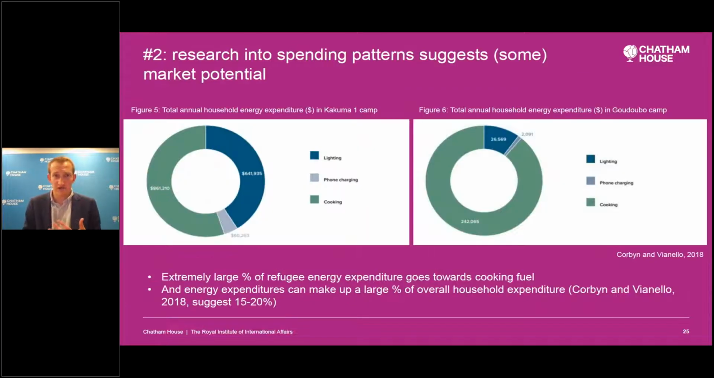Secondly, I guess all of the research that I've been involved in has shown that there is market potential that can be uncovered and unleashed. And these charts here show the energy expenditure from Kakuma 1 refugee camp in Kenya and Gadubu refugee camp in Burkina Faso. And the basic point is it's clear that money is changing hands, and it's clear that a large proportion of expenditure is going towards energy.